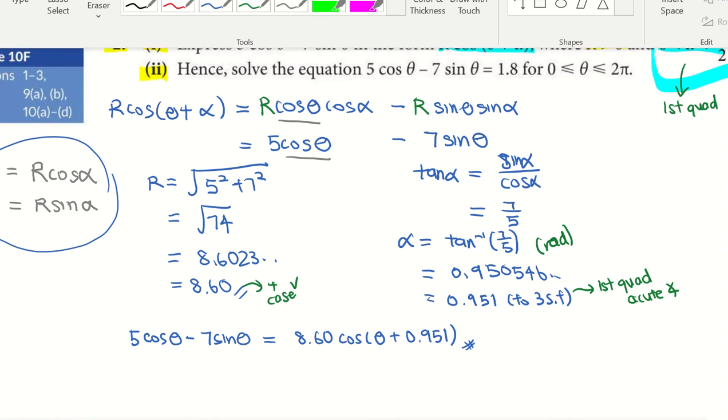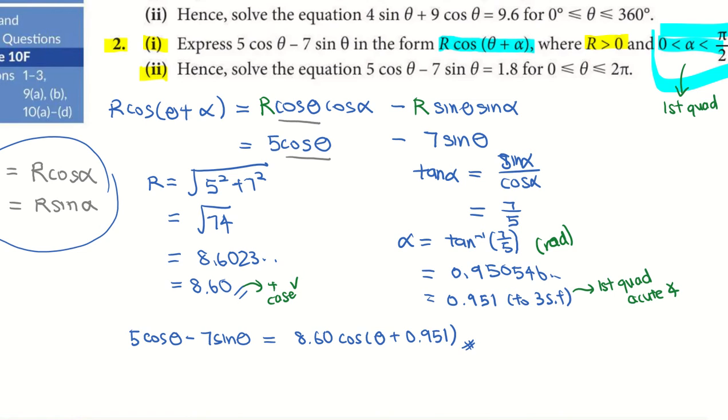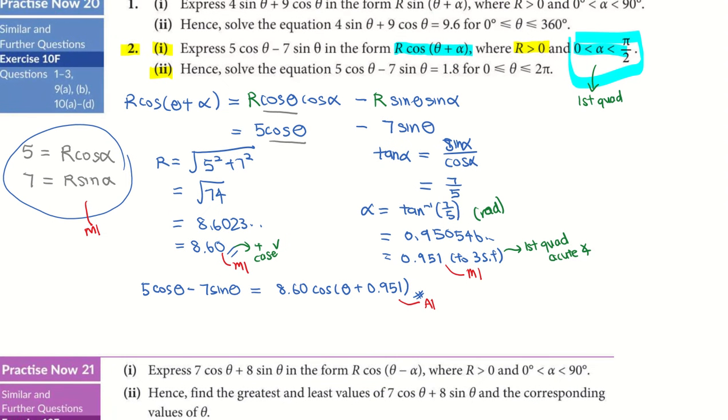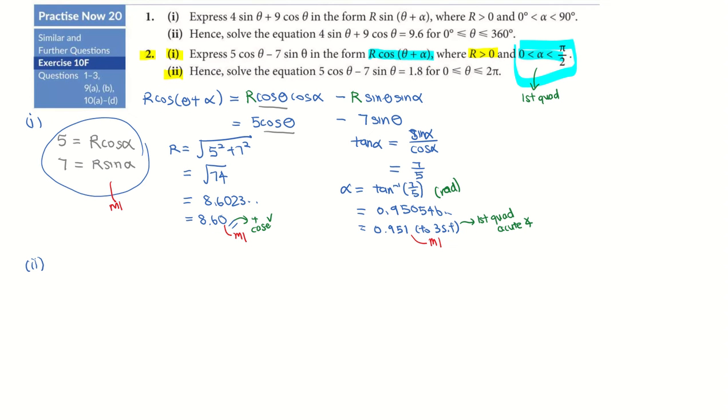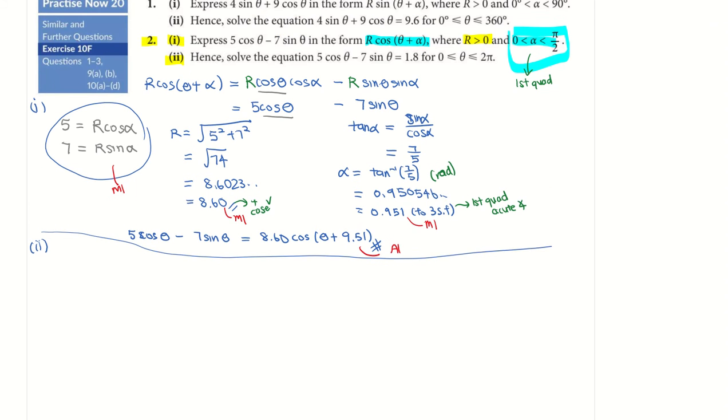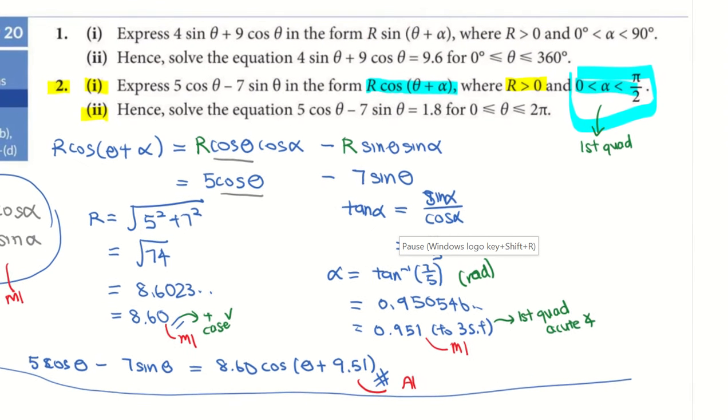If you're curious what the mark allocation is, your first step is method 1, find R, method 1, alpha, method 1, answer A1. Every time it's an R formula question, it's always 4 marks. It's a standard question. Let's look at part 2, after we find the R formula. Part 2 is a follow-up question.